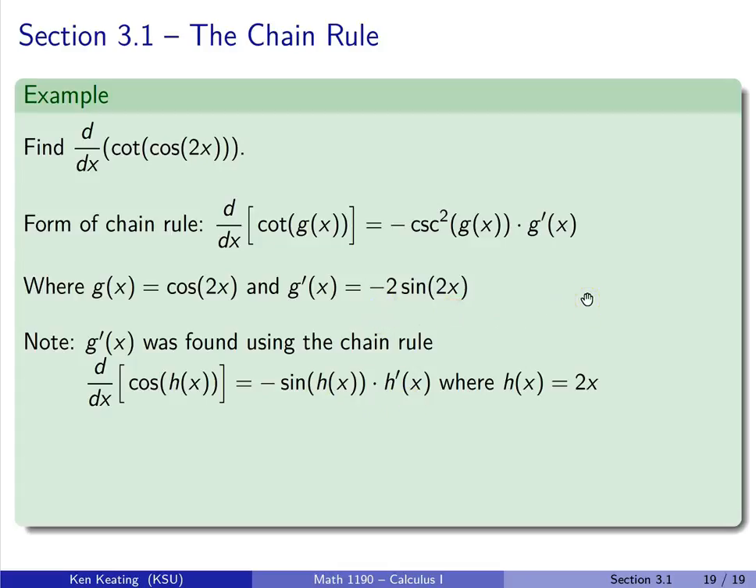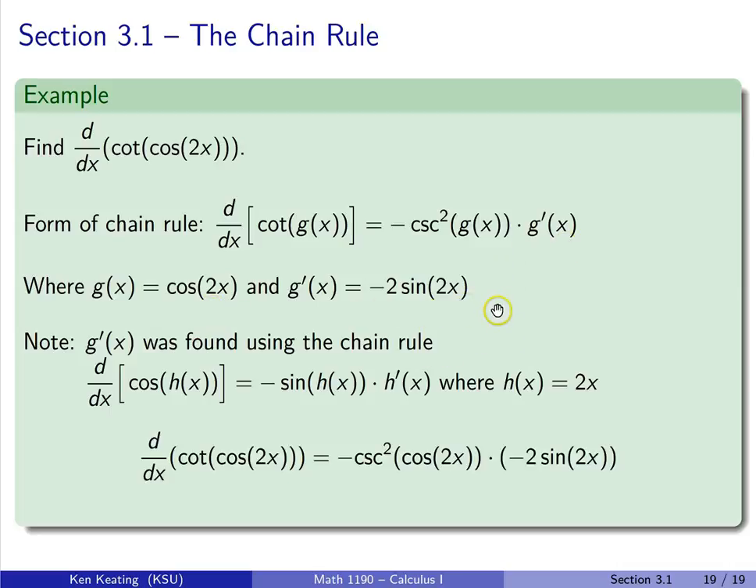And now that I have my pieces, now that I know what g is and g prime, I can go back to my original one, the derivative of cotangent of cosine 2x. The derivative of cotangent of a function is minus cosecant squared of that function times the derivative of that function. And I can plug in my pieces. So the derivative of cotangent of cosine of 2x is minus cosecant squared of cosine of 2x times the derivative of cosine of 2x, which is minus 2 sine 2x.